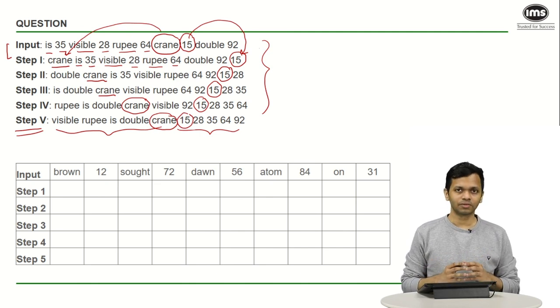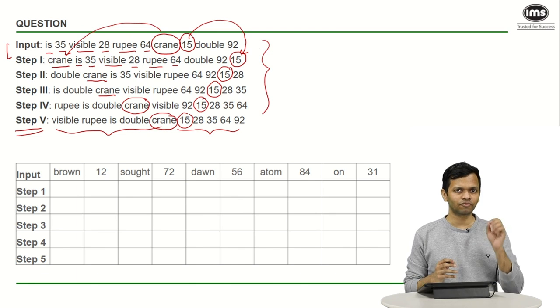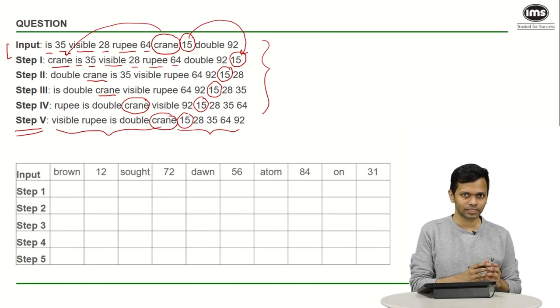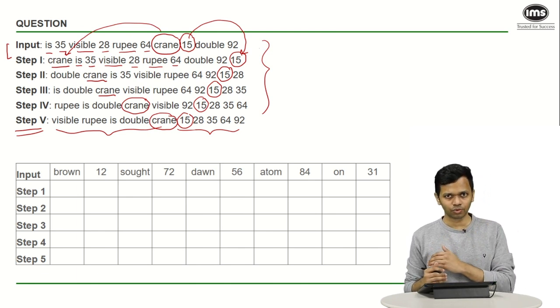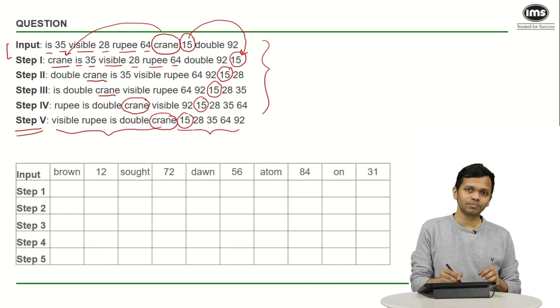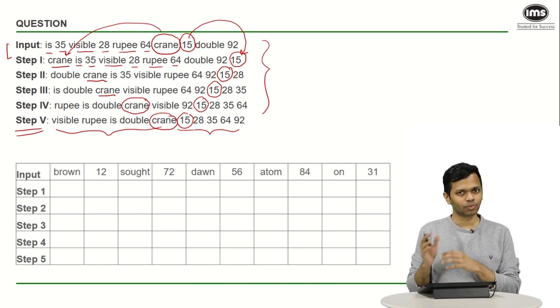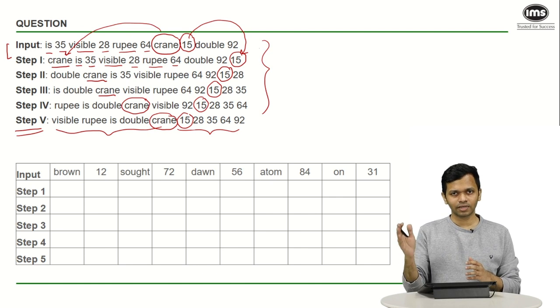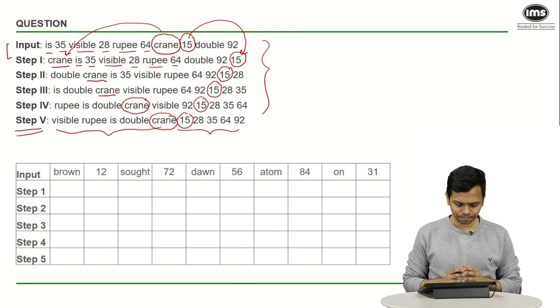So the logic is simple: you basically pick the first alphabetically correct word that is there, and then you start moving it towards the center, and then you do the same thing for the number as well. So you take the smallest number, put it at the end, and then start moving it towards the center.